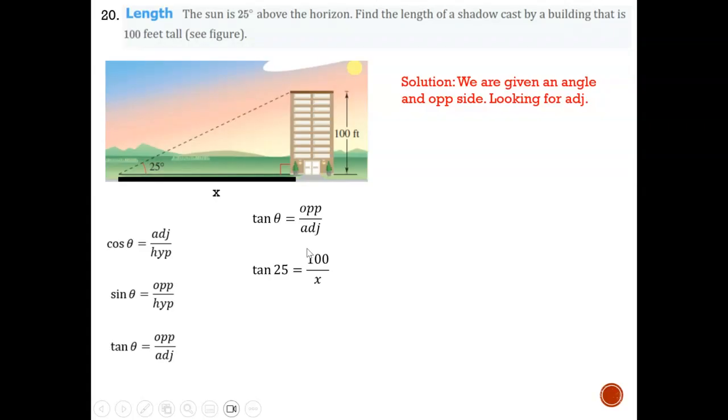So tangent of 25 degrees equals 100 over x. Again, we can use the proportion rules, or the properties of proportions. So we switch the x and the tangent of 25 degrees. So it's going to be about 214.45 feet. That's the length of the shadow. Okay.